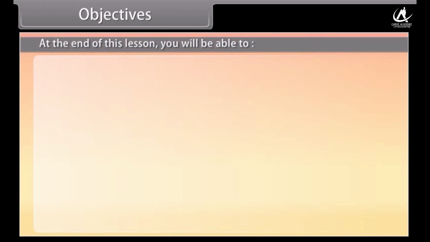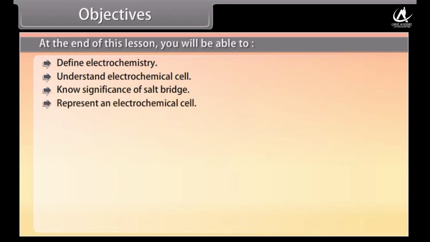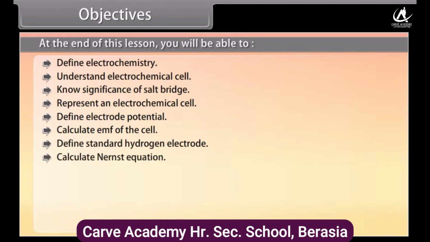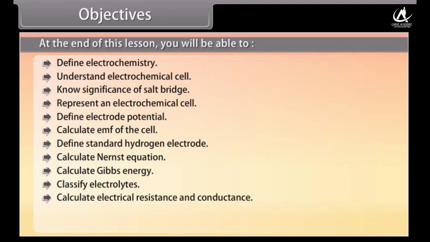Objectives. At the end of this lesson, you will be able to define electrochemistry, understand electrochemical cell, know significance of salt bridge, represent an electrochemical cell, define electrode potential, calculate EMF of the cell, define standard hydrogen electrode, calculate Nernst Equation, calculate Gibbs energy, classify electrolytes, calculate electrical resistance and conductance, calculate cell constant, and explain Kohlrausch's law.